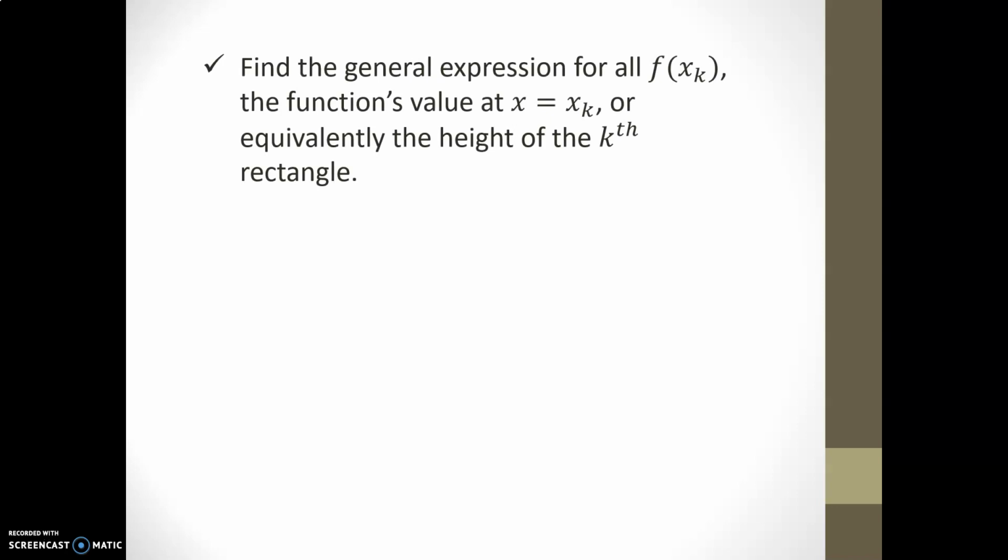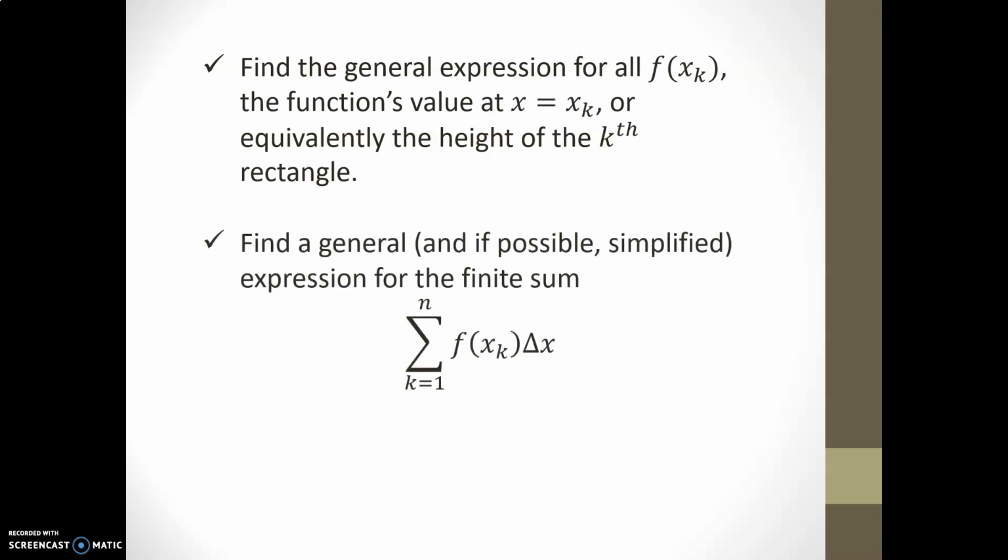Then we're going to find a general expression for the function at point xk, or equivalently, this will become the height of the kth rectangle. So this is our three-step setup, and we have everything we need now to calculate at least an estimation of the area at first. Okay, so we're going to find a general expression for the finite sum where we have calculated f of xk, the height of the rectangles, delta x, their width, and we're ready to do the addition of all of these areas.